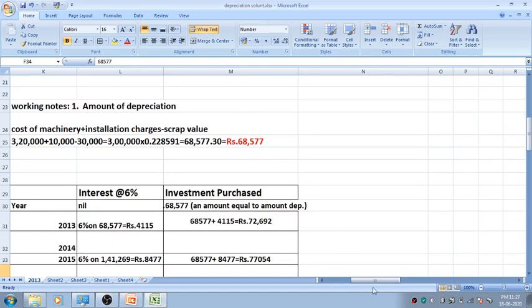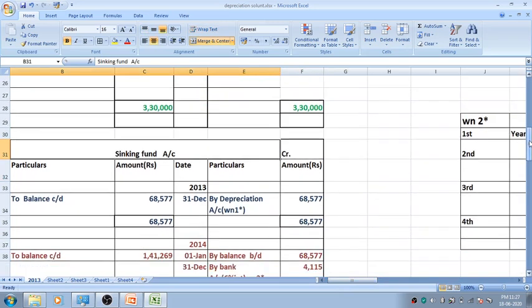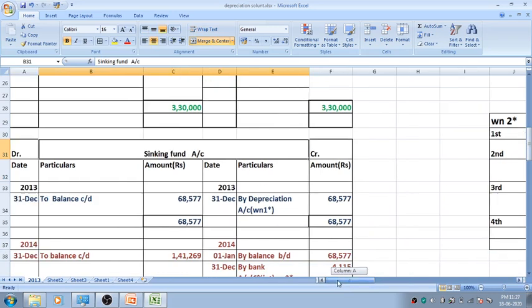68,577. We are going to record this now in the ledger account and it comes in the sinking fund account. Sinking fund account on the credit side. This is your sinking fund account. Write the year first, both sides in the date column, and write on the last date, after using the asset, on the last date we are going to calculate or write the entry for depreciation.